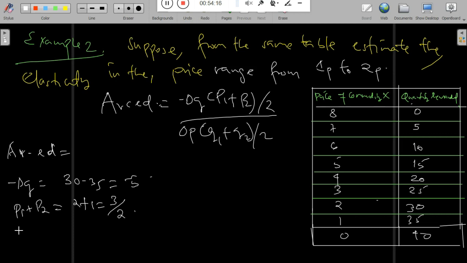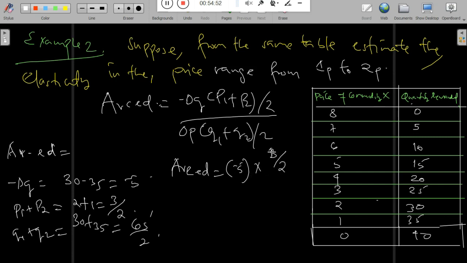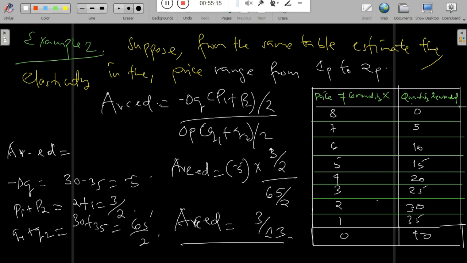So let me arrange it properly. When we take the range of values of the prices at the given level, for the quantity demanded it will be 30 plus 35, that is 65, divided by 2. So the arc elasticity is equal to negative 5, that is the change of quantity, times 1 plus 2 divided by 2, that is 3 over 2, divided by the change of price, that is 2 minus 1, which is 1, times (Q1 plus Q2) divided by 2, which is 65 over 2. So the arc elasticity will be equal to 3 over 13.